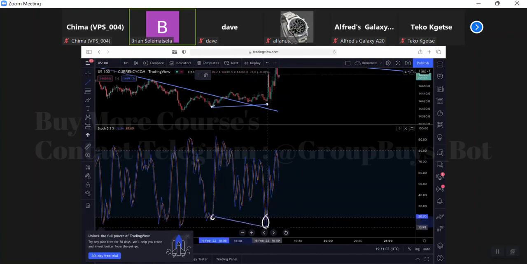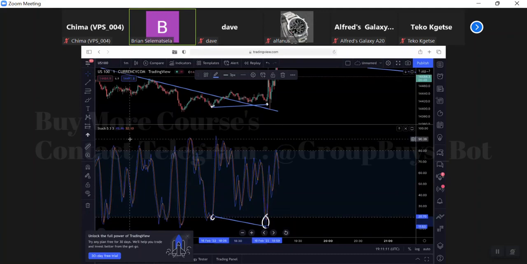Of course, the last thing that you confirm is your divergence is the crossing over between the two lines inside the stochastic. The settings are 533 of the stochastic that we use.